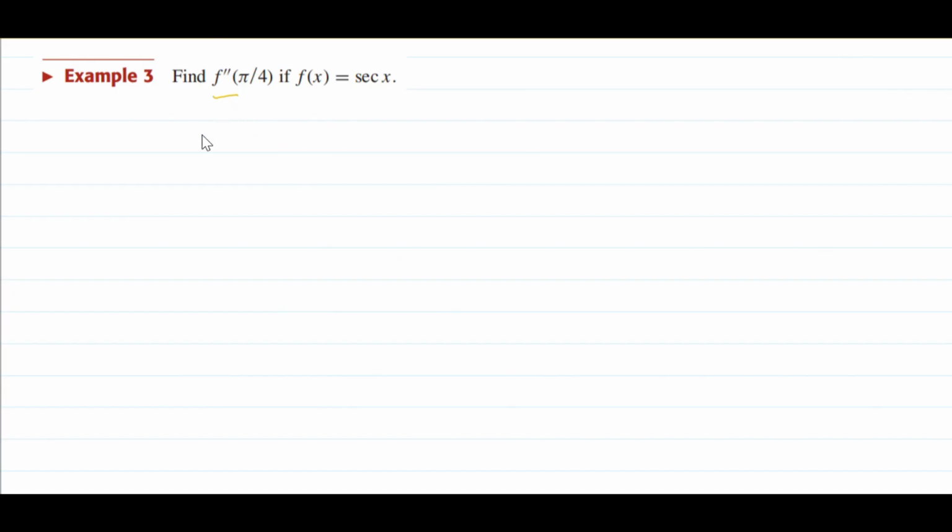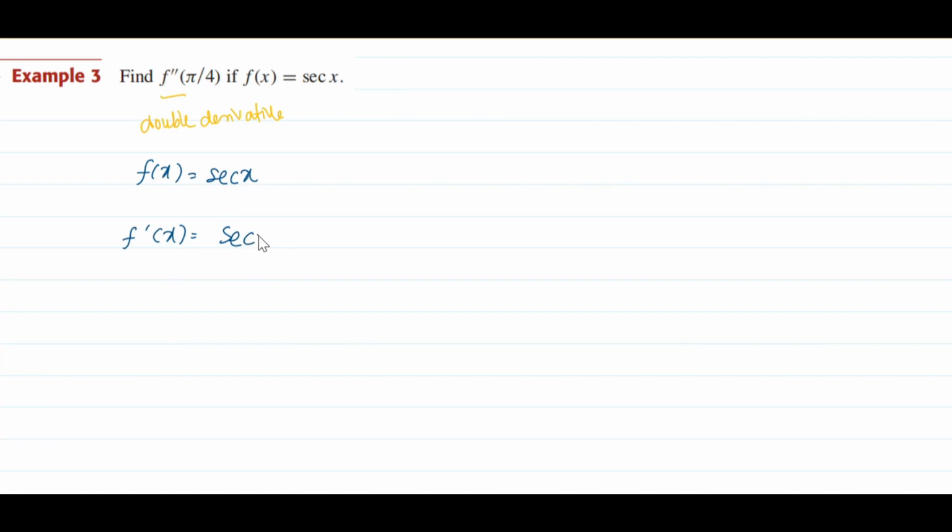That is not difficult. But here we need to take the double derivative because it's f double dash. So the function is f of x equals secant x, and as we know, the derivative of secant x is secant x tan x. So f dash of x is equal to secant x tan x. This is the first derivative, and now we need to take the derivative again.